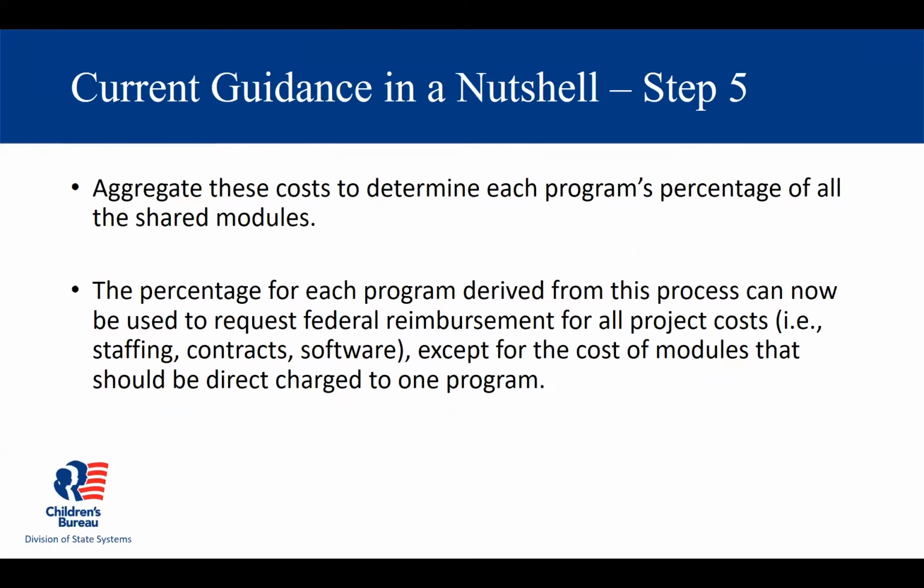After you go through this process, first of breaking out functions and then determining which programs benefit, you're going to go through a process that aggregates all these costs into a single percentage for all the shared modules. And this percentage can now be used to request federal reimbursement for all program costs, including staffing, various contracts, software. Any shared costs in the project will be allocated to programs based on this percentage that's developed by the tool. Again, except for modules that should be direct charged to one program.